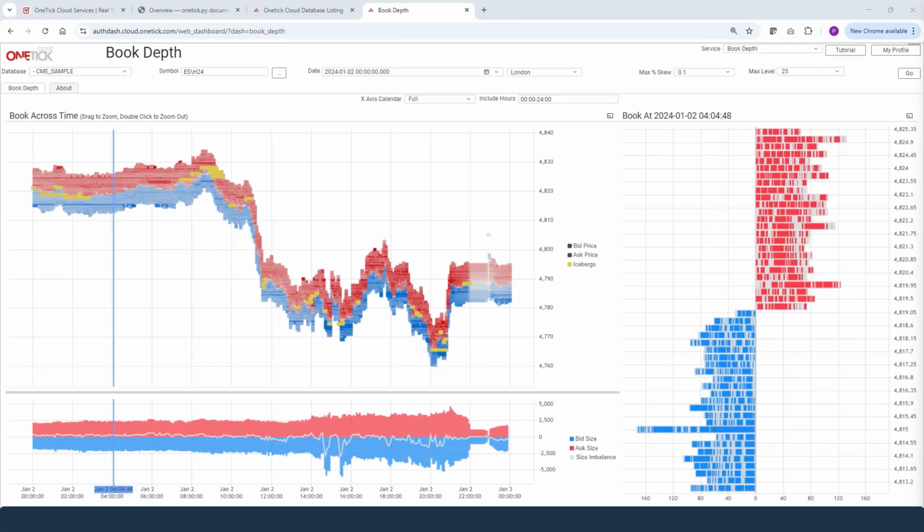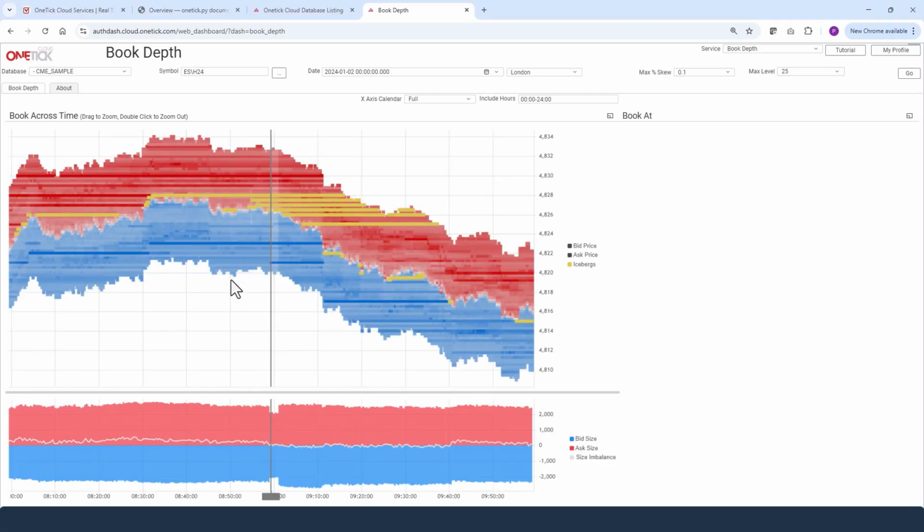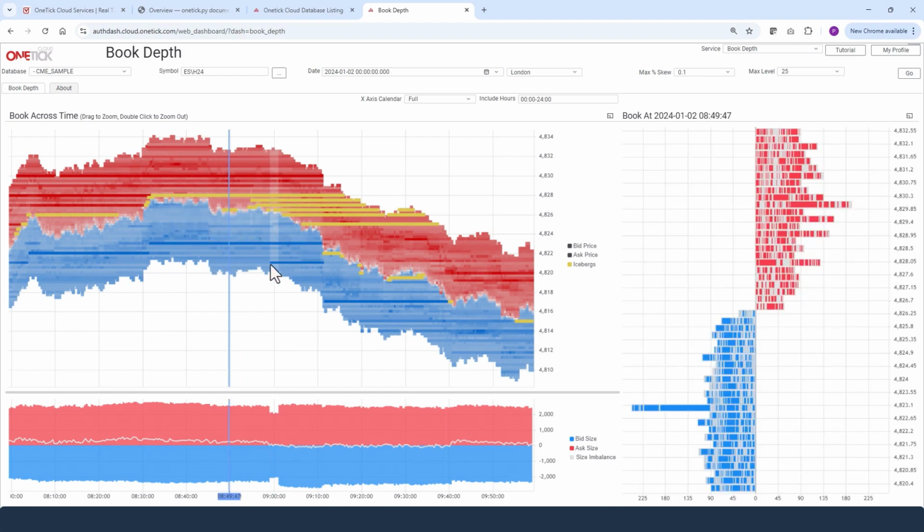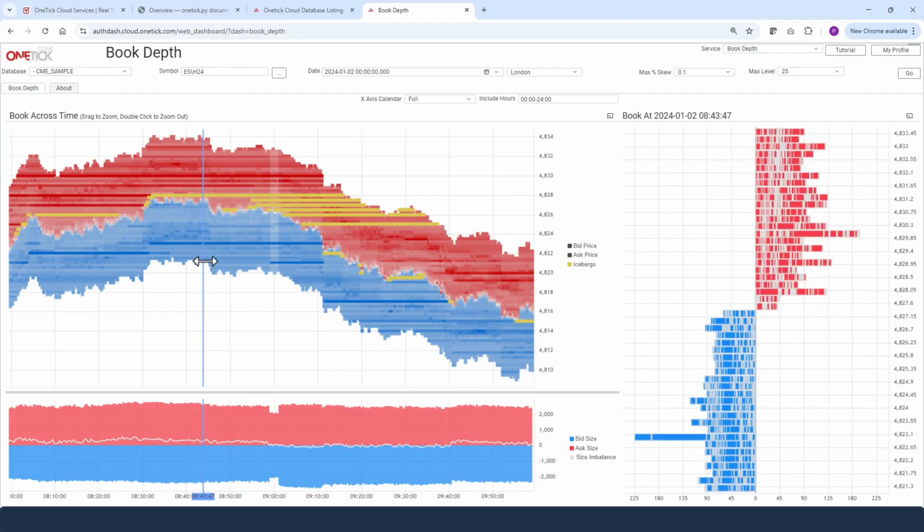So zooming into a 2-hour window, let's say 8 to 10, the rebuild is pretty much instantaneous. Now again, I can see, as well as the red and blue shading indicating how intensive the visible quantity is on the book, you can also see this yellow, which is indicating iceberg orders.